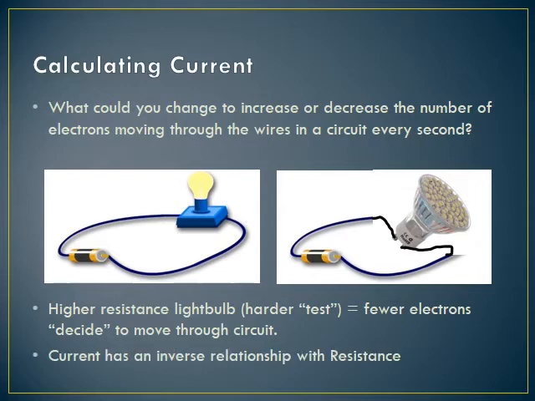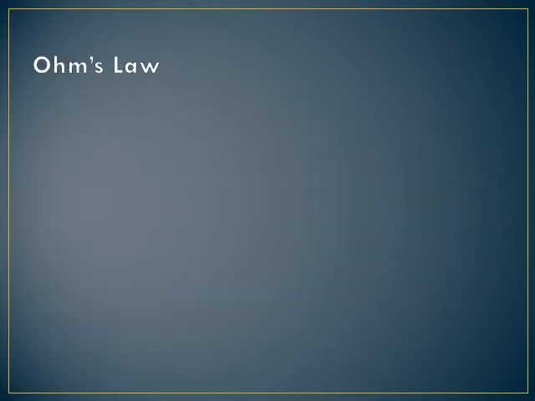So in this case, if resistance goes up, that means current is going to go down. The number of electrons flowing is going to go down. This is an inverse relationship between current and resistance of a circuit. These two relationships that we just talked about can be combined into one equation that we call Ohm's Law.